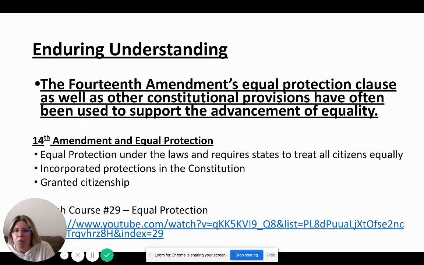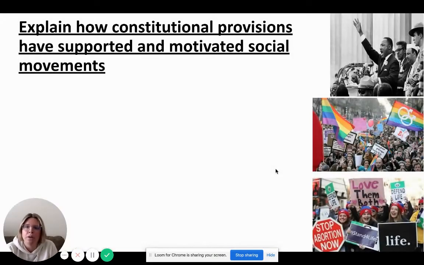Okay, so equal protection under the laws requires states to treat all citizens equally. I mean, the reason why my marriage is protected right now by the federal government and recognized in every state is because of the 14th Amendment, because it would not be treating me equally if my state was allowed to stop me from getting married, whether I live in California or Texas.